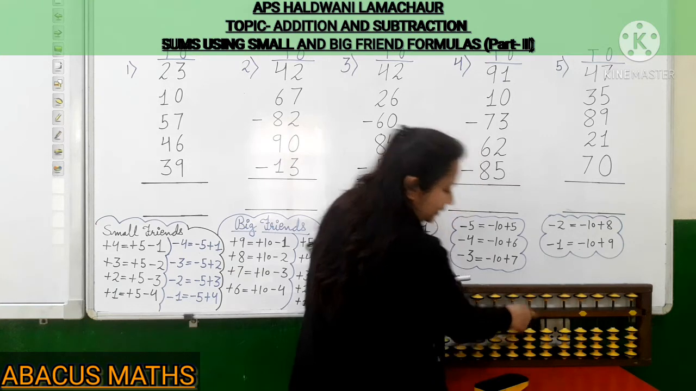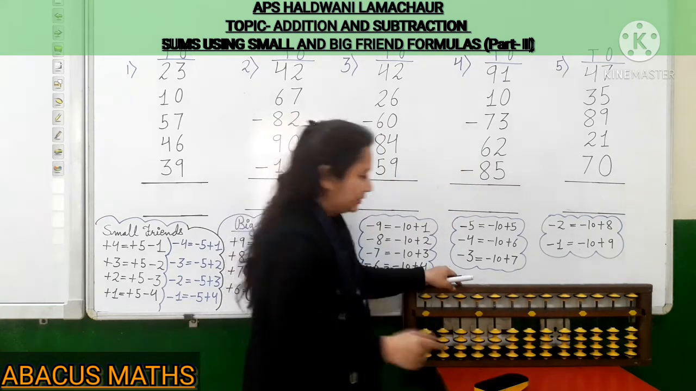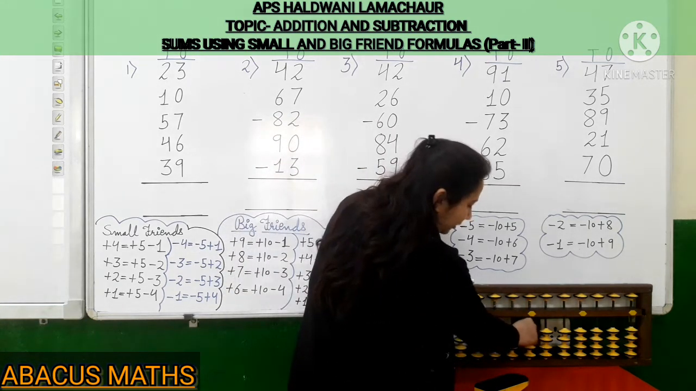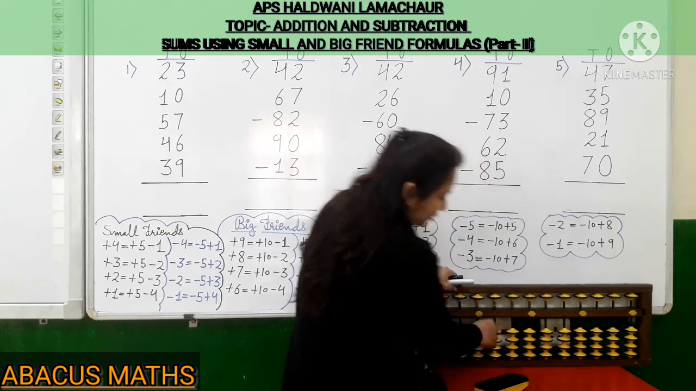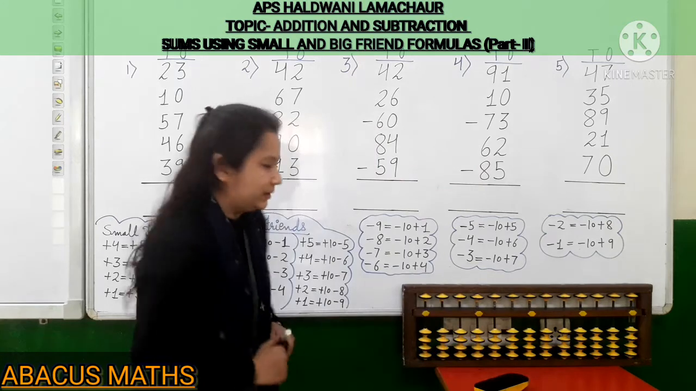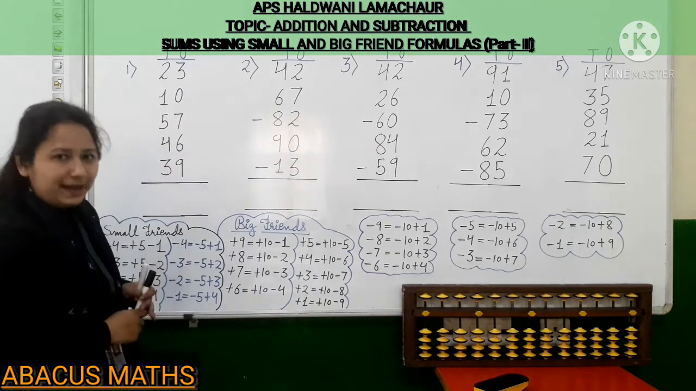From this rod we start our calculations. This is the units rod, tens rod, hundreds rod. In these 3 rods we do our calculations. So now kids, let's start adding.